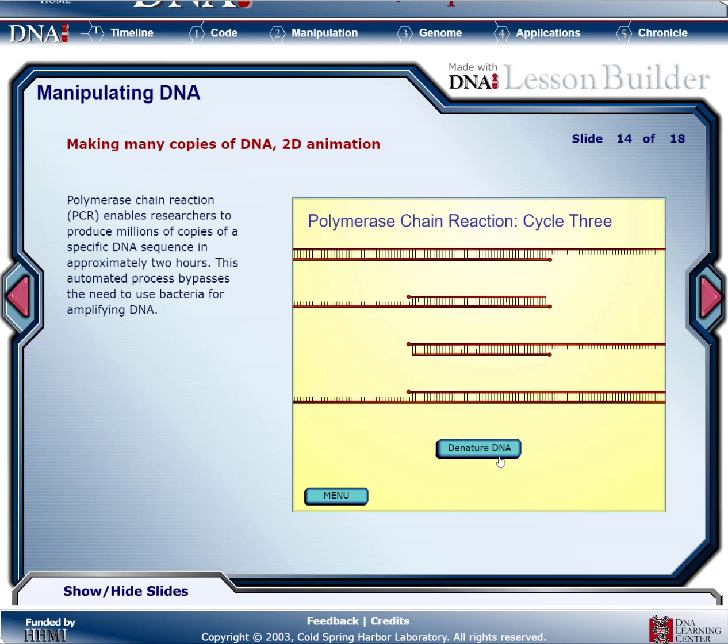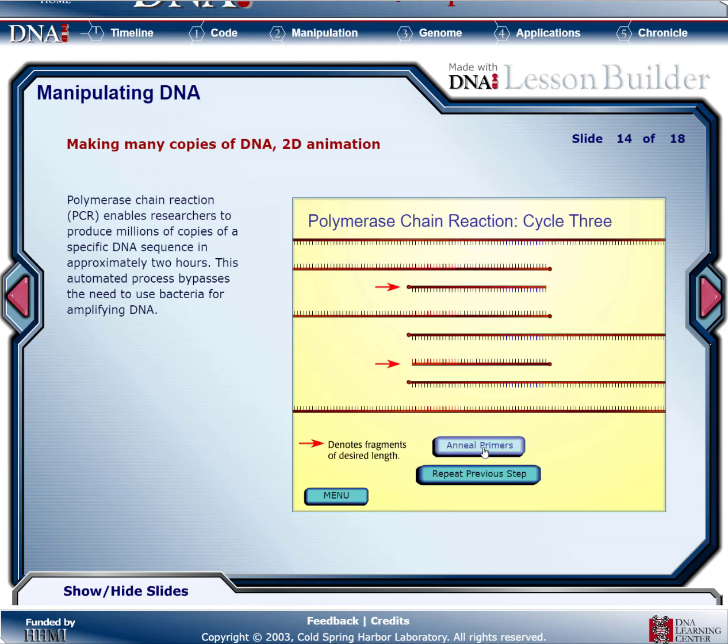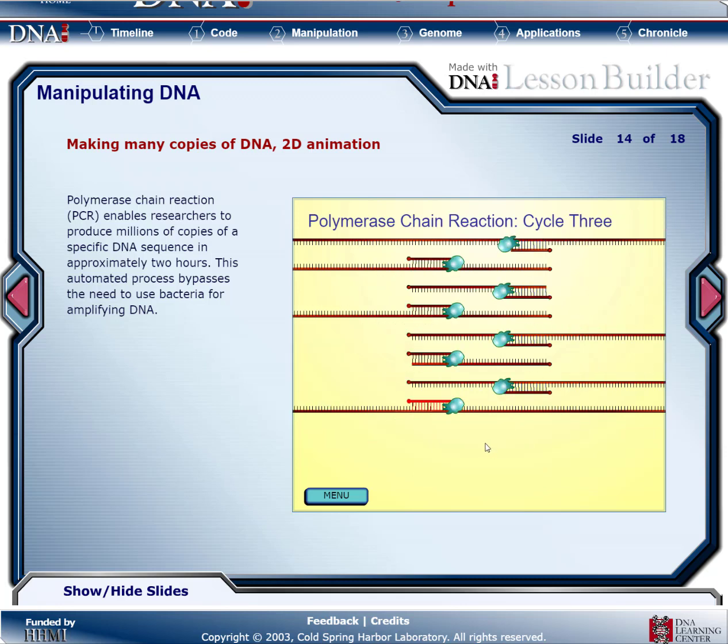Third cycle, or cycle 3. We're going to denature the DNA. The arrow in red denotes fragments of desired length. Okay, so here's a desired length, and here's a desired length. Anneal the primers. Now we're going to extend the primers.